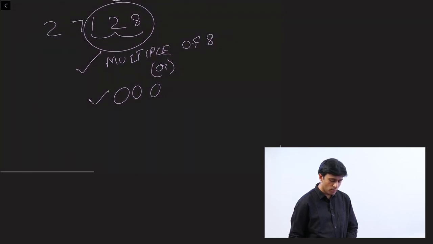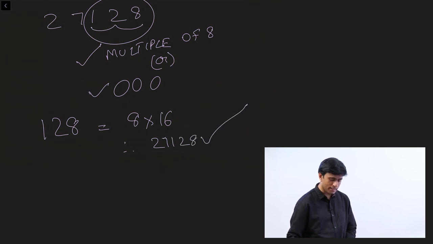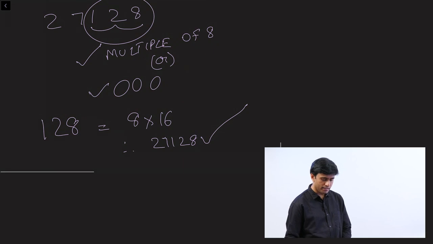So what are the last 3 digits? It's 128, which is 8 into 16. It is a multiple of 8. Therefore, 27128 passes the test and it is divisible by 8.